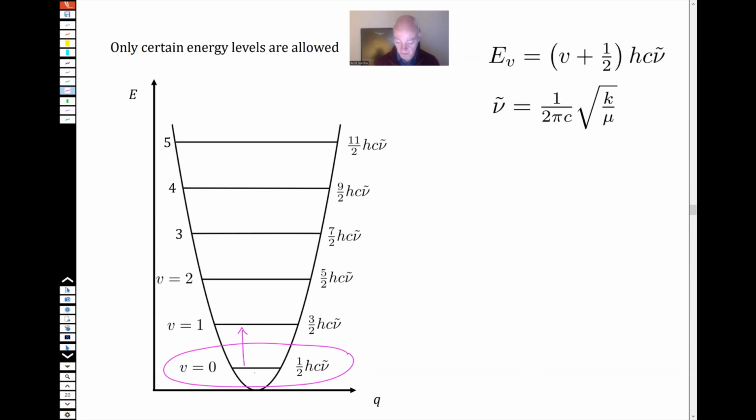And that's, of course, where we get this famous equation from that you've met many times. And it's because you jump generally from 0 to 1. That's called a fundamental transition. We're going to talk about overtones a little bit later on, but what I've drawn here is a fundamental transition. So that's from V equals 0 to V equals 1. So that's typically the transitions that you normally see if you do a mid-infrared spectrum.